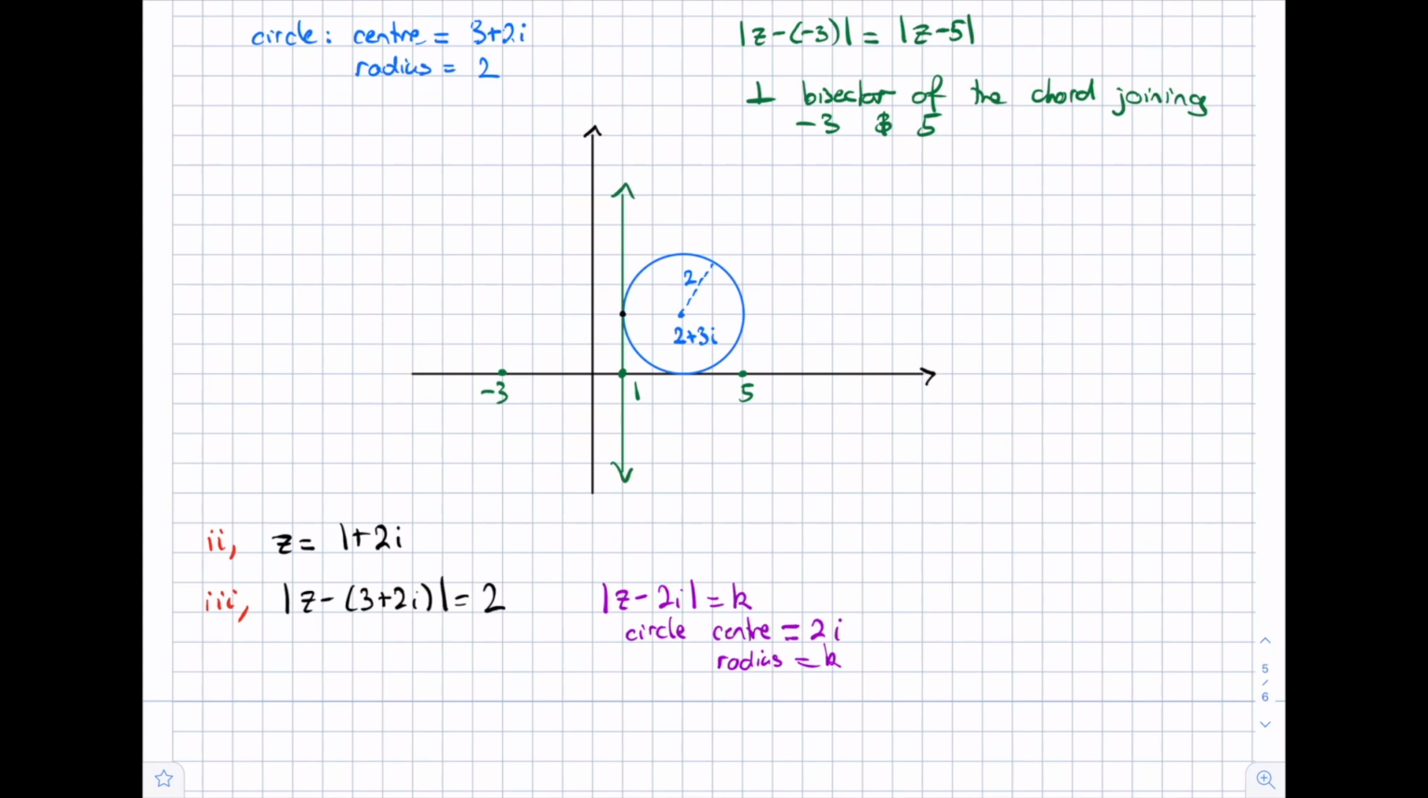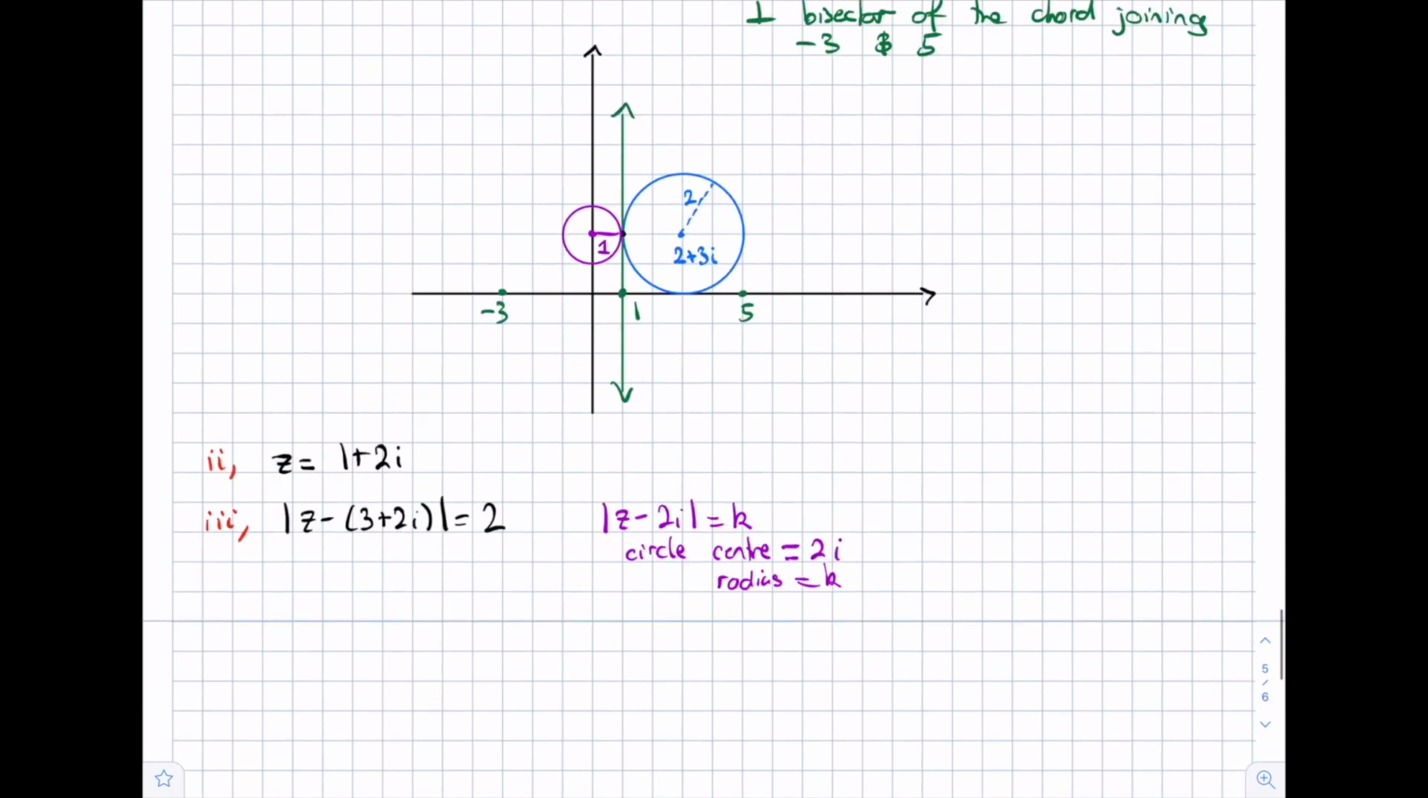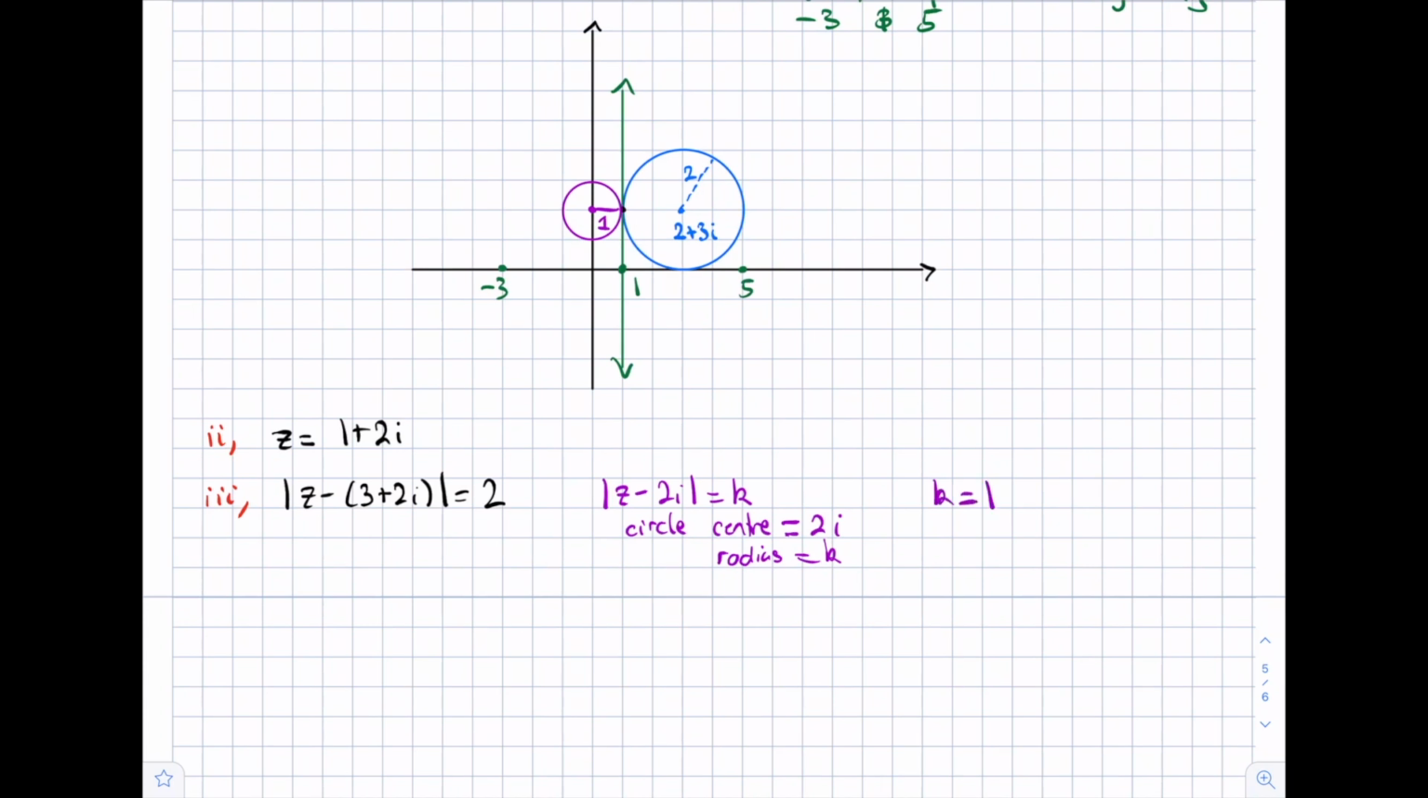So let's go to 2i. 2i is here. And we don't know what our radius is. Our radius is k, but what we do know is that we want it to have only one solution when we're looking at both of these. So we want it to intersect our blue circle only once, which means it needs to be tangent to the blue circle. So that means that we have something like this. Okay, that's a possible value for k, right?